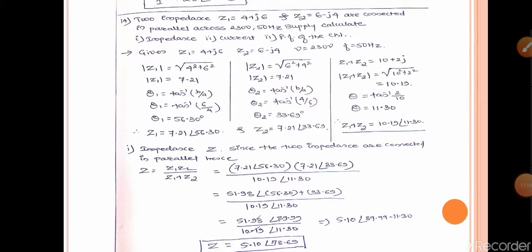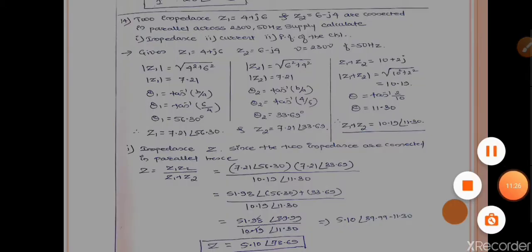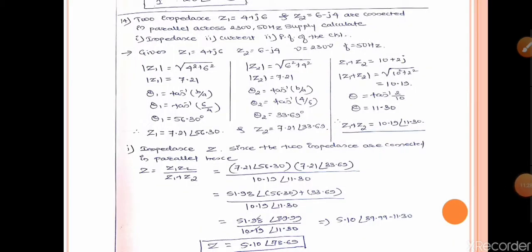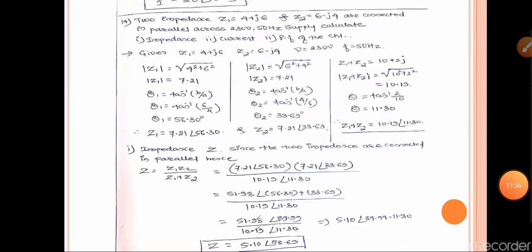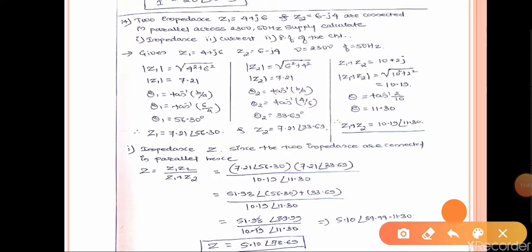Next, two impedances Z1 equal to 4 plus j6 and Z2 equal to 6 minus j4 are connected in parallel across a 230 volt 50 Hz supply. Calculate impedance, current, power factor. Given things: Z1 equal to 4 plus j6, Z2 equal to 6 minus j4. Voltage they have given 230 volt, and frequency also is given as 50 Hz.